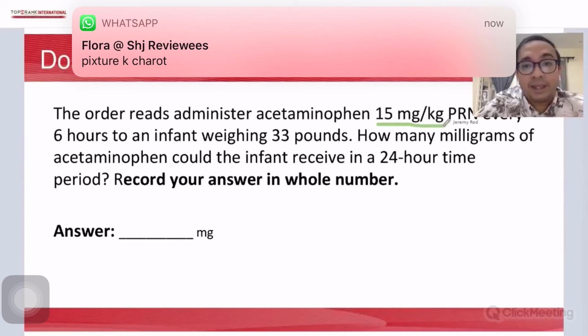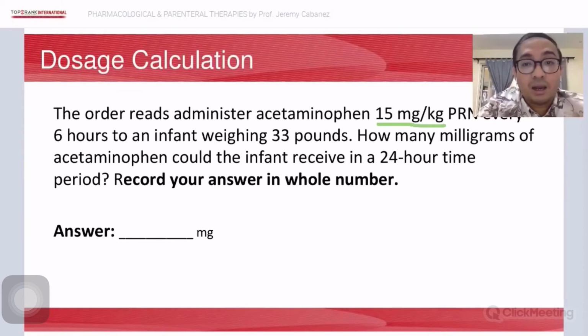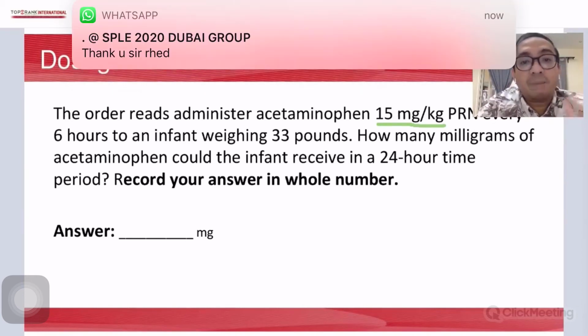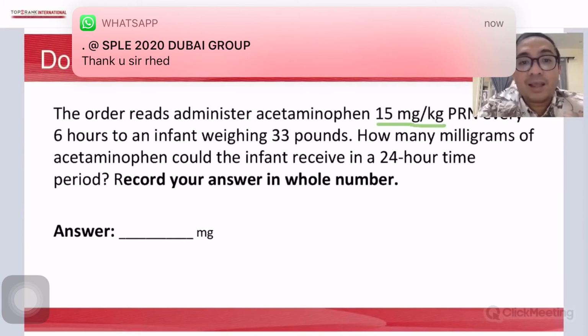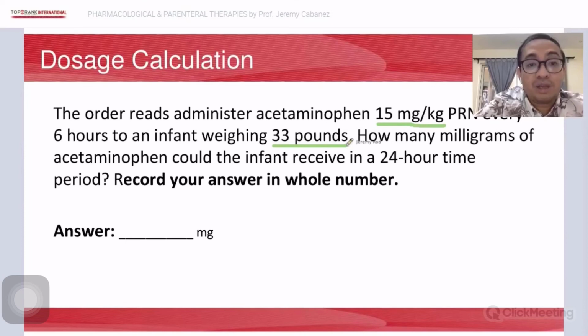15 mg per kilogram. Guys, sa actual NCLEX, wala ka ng option. So, definitely, kailangan mo siyang isulat. Okay? So, kailangan mo yung i-fill in the blanks. Usually, ito-type in mo siya sa computer. So, 15 mg per kilogram. Binigay ba ang weight ng patient natin, ng bata? Yes, binigay naman. And the child is 33 pounds.